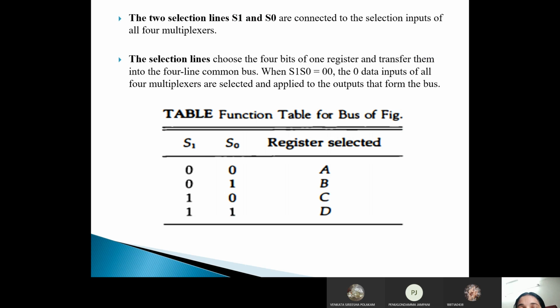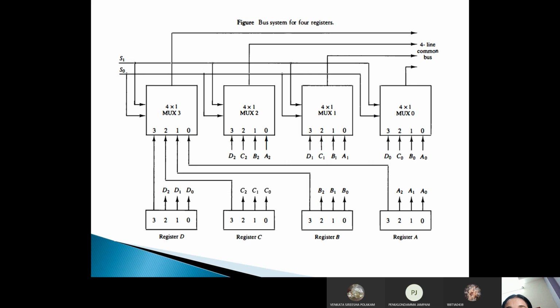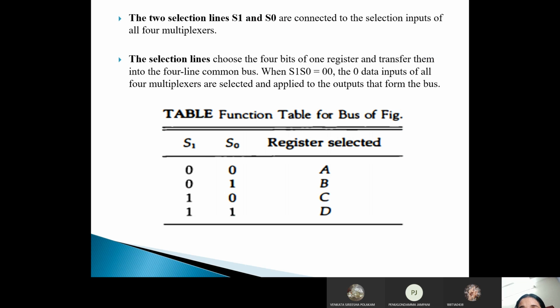We have two selection lines, S1 and S0, connected to the selection inputs of all 4 multiplexers. For the 4 multiplexers, we take 2 inputs, S0 and S1. How are we selecting the lines? We are choosing the 4 bits of one register and transferring them into the 4-line common bus. When S1 S0 is equal to 00, the 0 data inputs of all 4 multiplexers are selected and applied to the output that forms the bus.